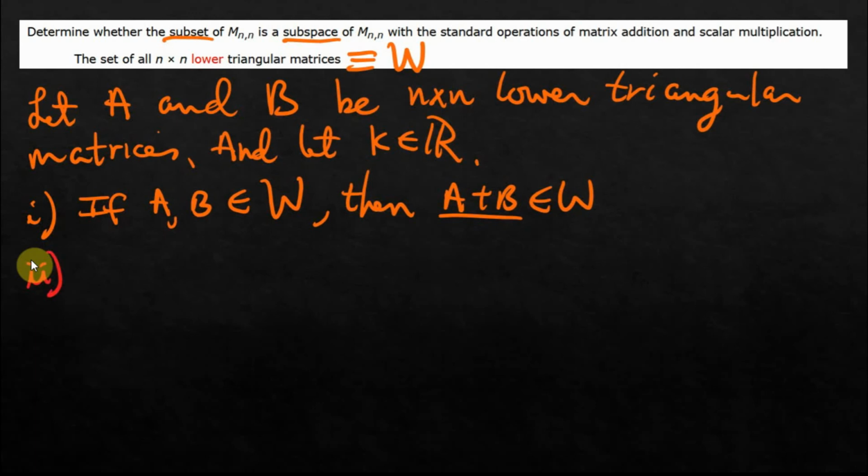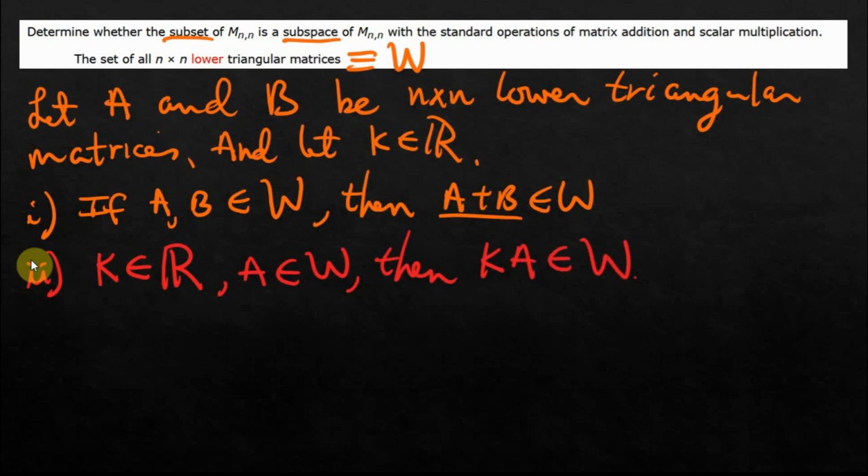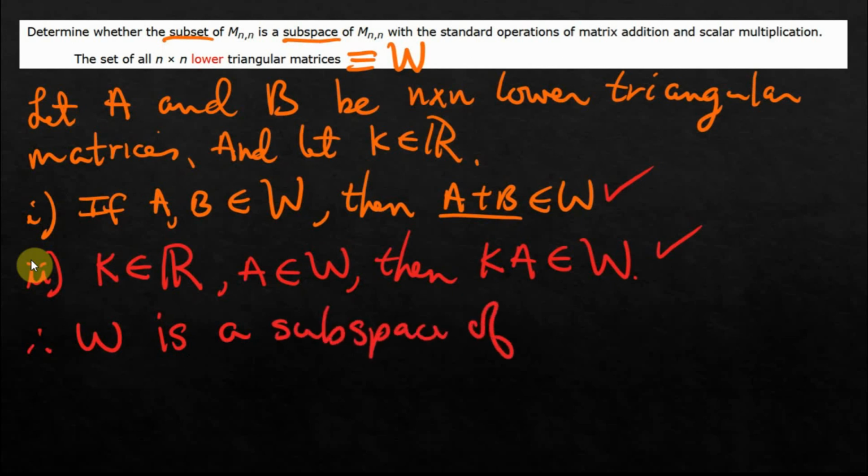So if that be the case, then again K is, we set it up here in the intro, K is a scalar, A is in W, then K times A is also in W. So W is a subspace of this big space.